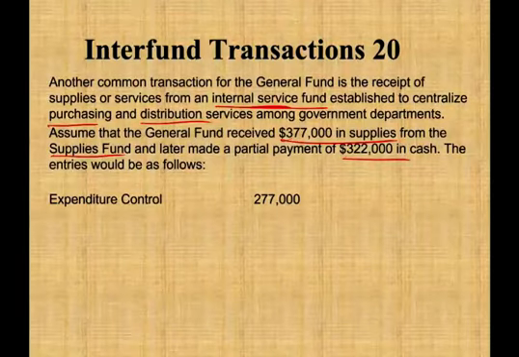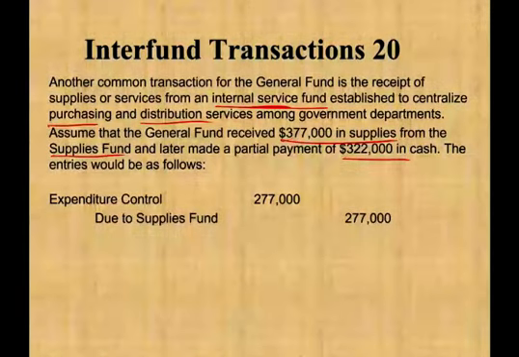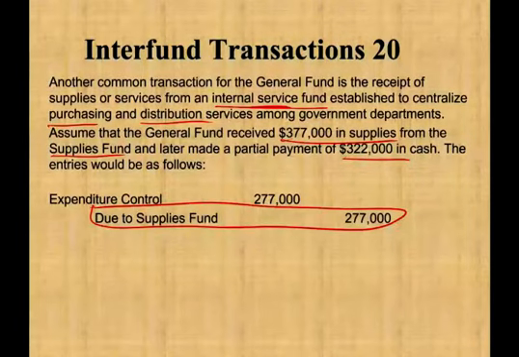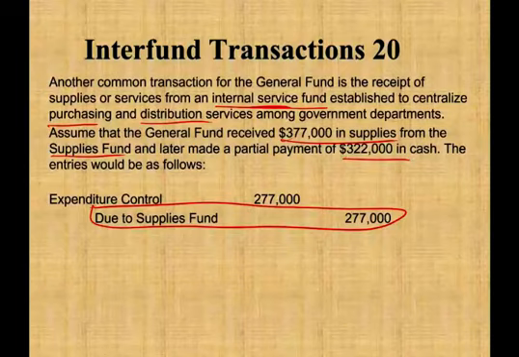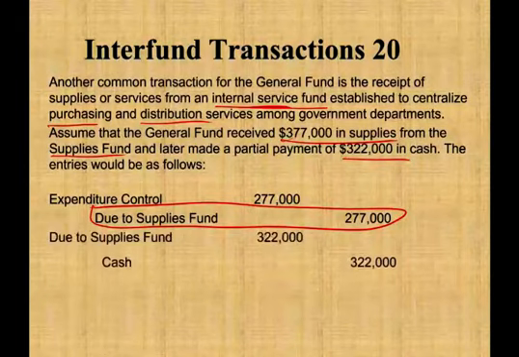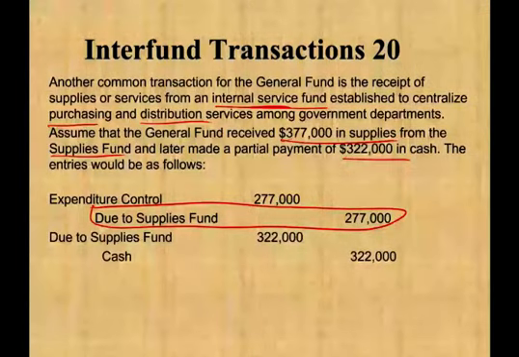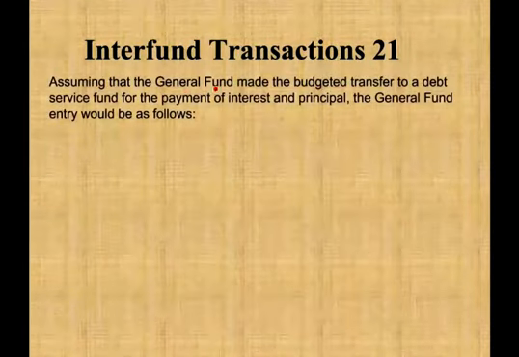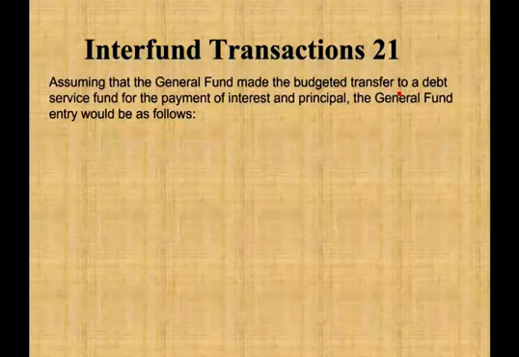So we have an expenditure, 277,000, and due to the supplies fund, 277,000. This is an enterprise fund, a separate fund. Basically, it is a governmental fund, part of the government, but it's considered quasi-independent. Then we pay them 322. Therefore, we debit due to supplies fund, which is a liability, and we credit cash. Pretty straightforward.